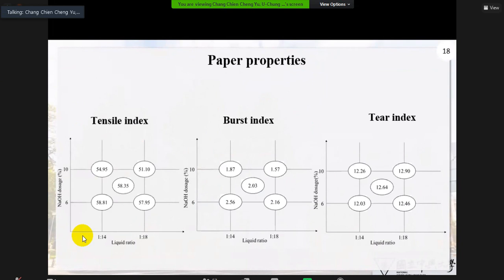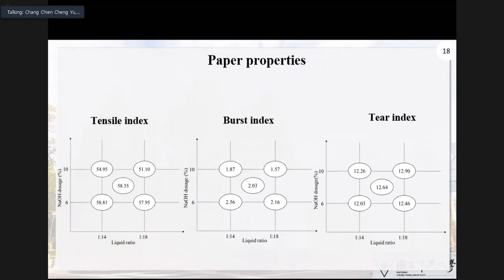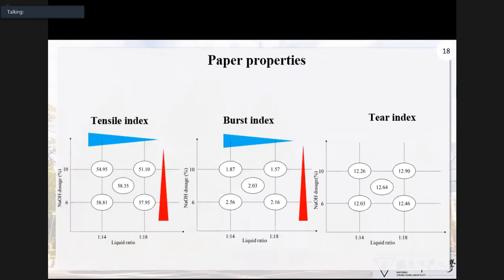In the result of paper properties, the figure shows that at the same sodium hydroxide dosage, when the liquid ratio is higher, the tensile and bursting index will be lower. And when the sodium hydroxide dosage is higher, the tensile and bursting index will be higher too. While the result of tear index is opposite.